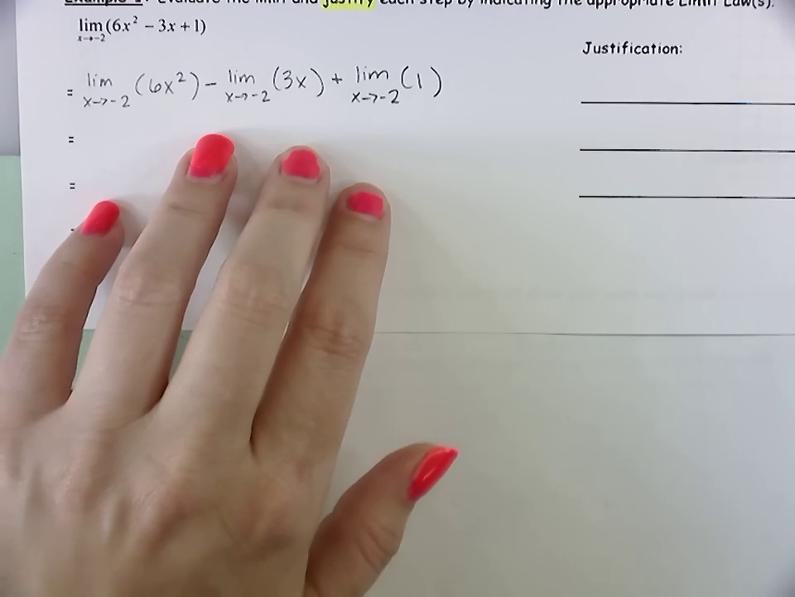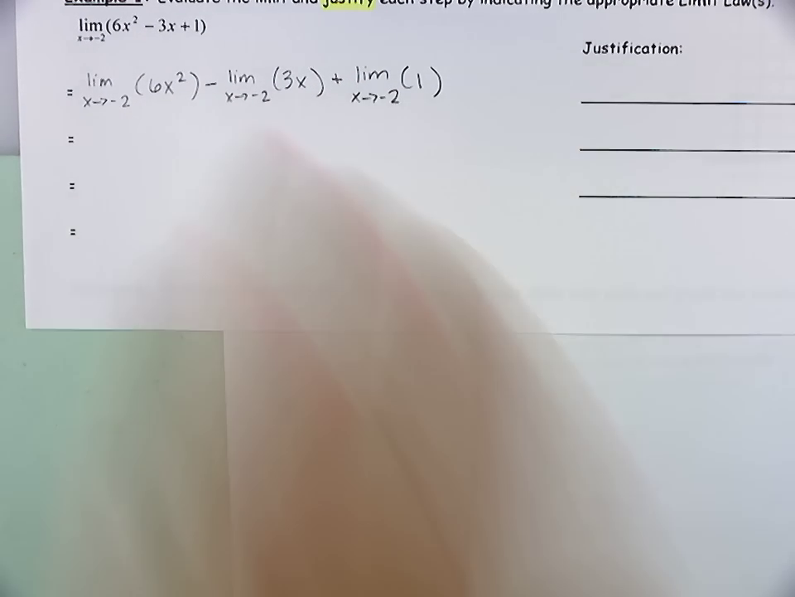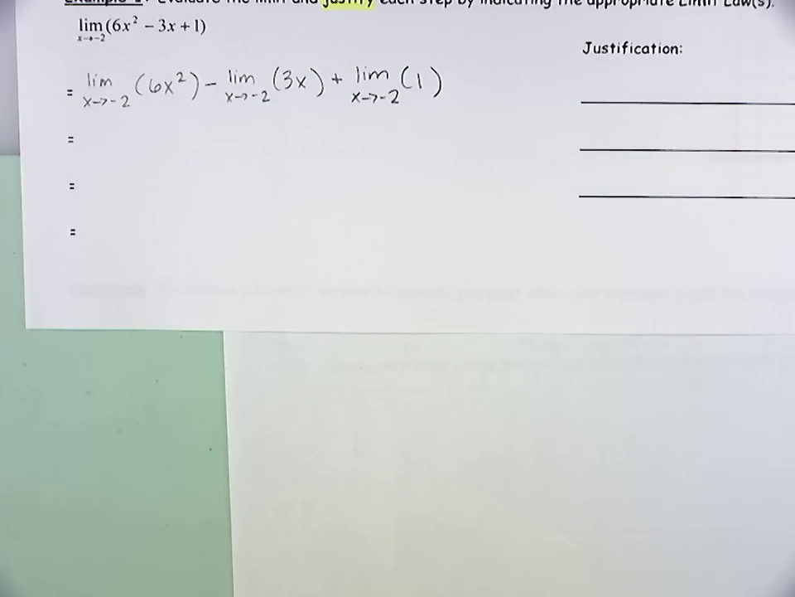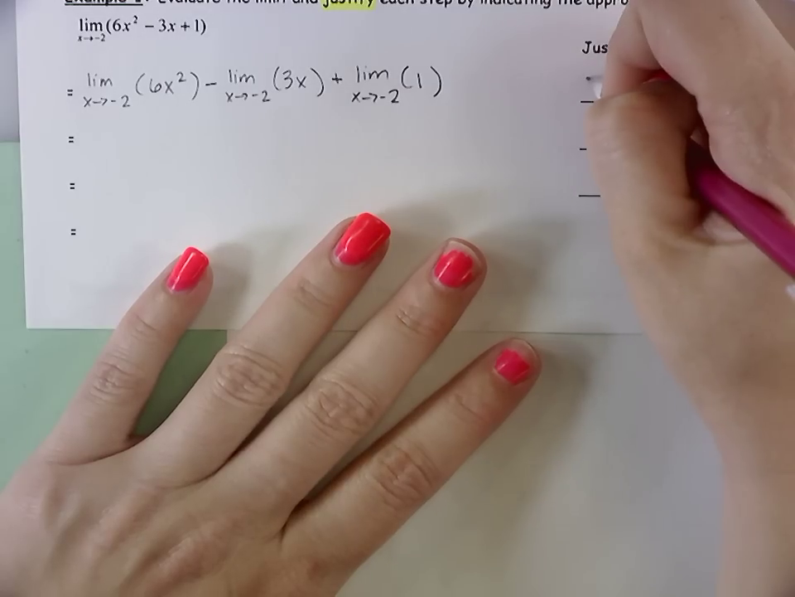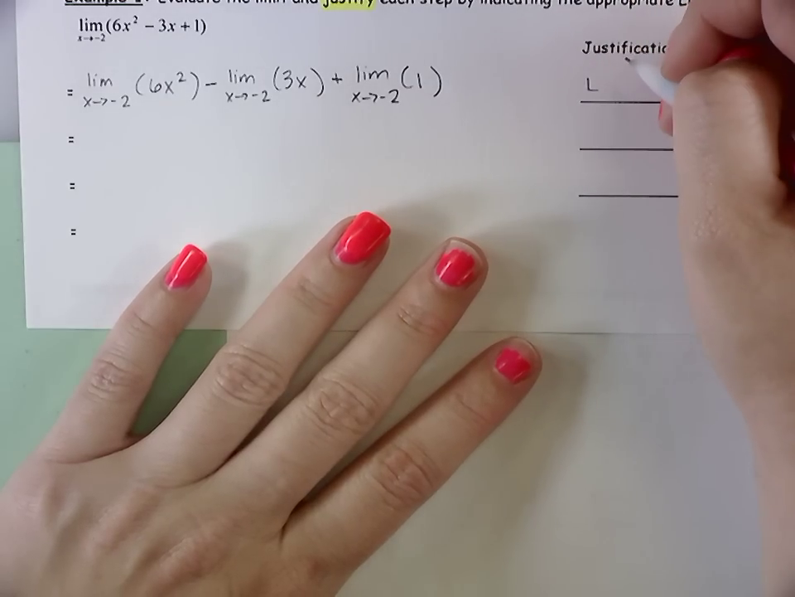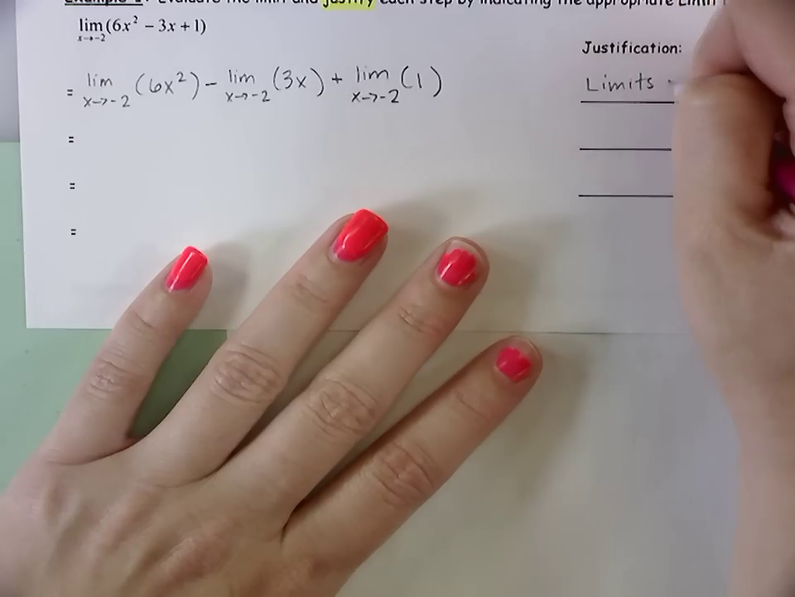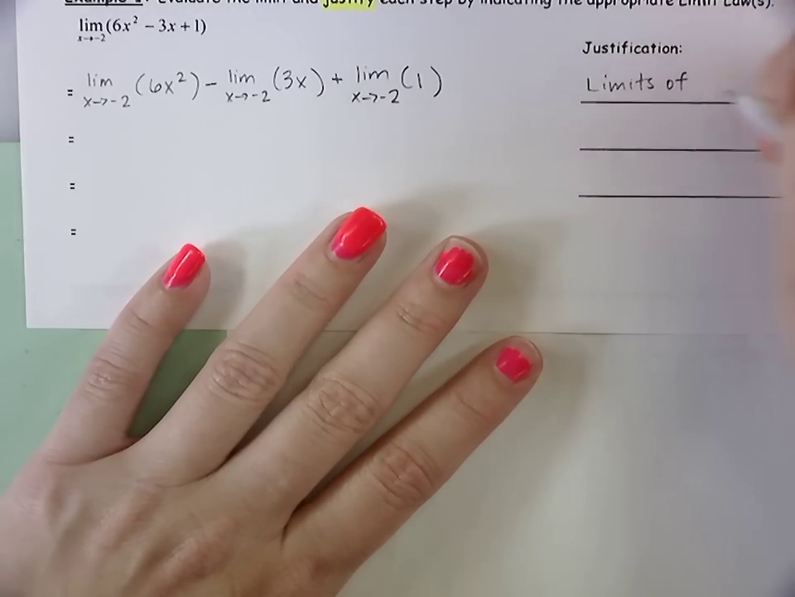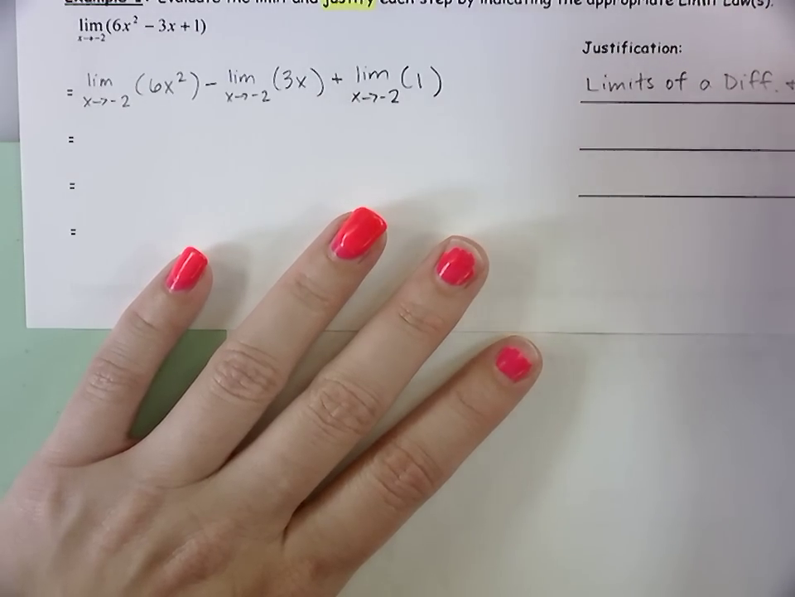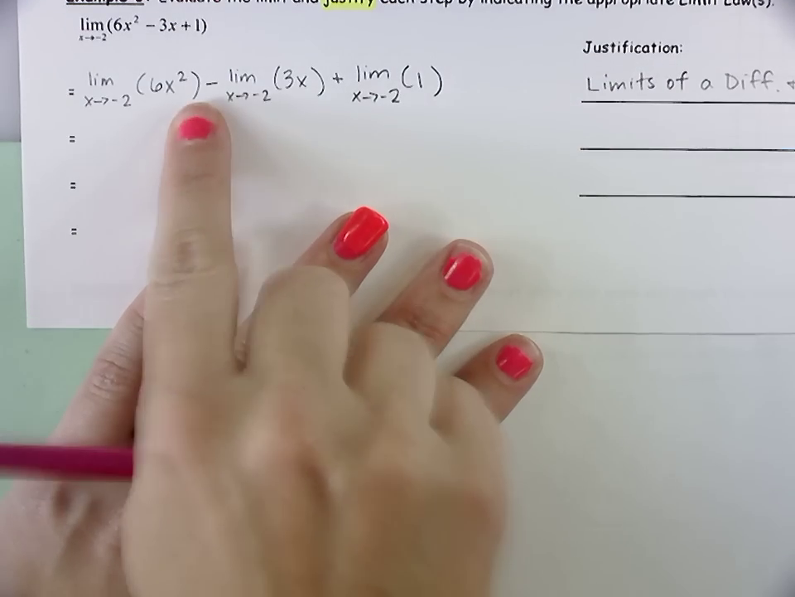Okay, so Lydia, what rule did I use for that one? Limit of the sum and limit of the difference. Good, okay, so for the justification, you can do the difference and the sum together. So we're just going to say the limits of a difference and sum. Okay, so first we use the difference and then we use the sum.